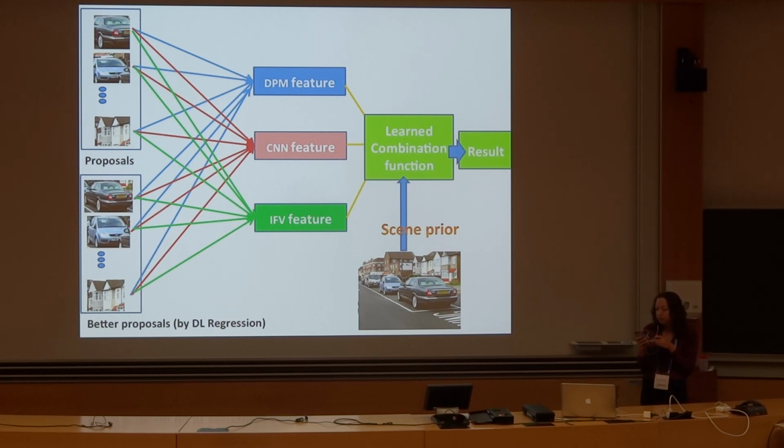On the recognition side, to represent a candidate proposal, we adopt three features: RCNN features, ILSV features, and DPM features. Given these features, category-specific combination functions are learned to improve object recognition. Background priors and object interaction priors are also learned and applied in our system.